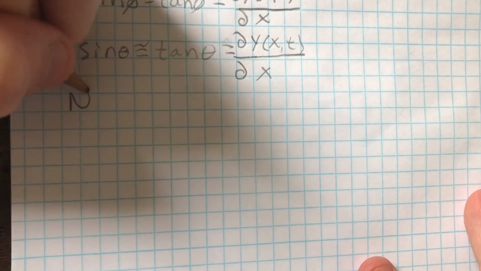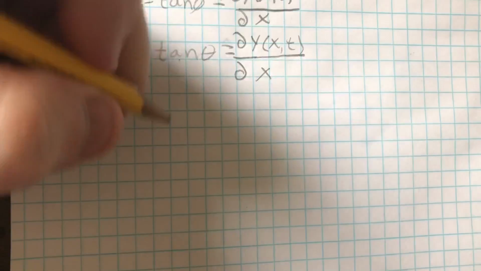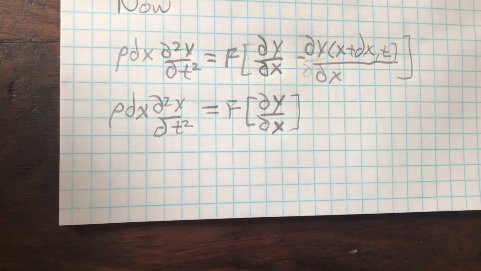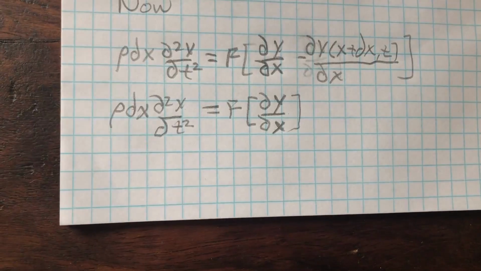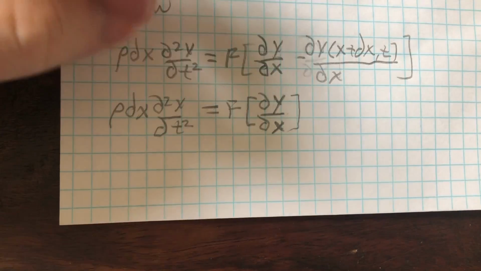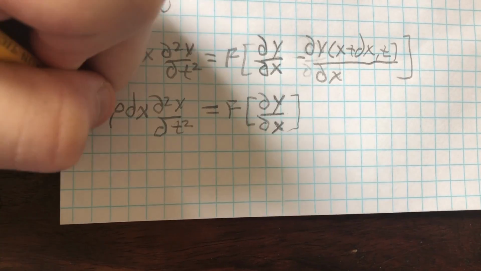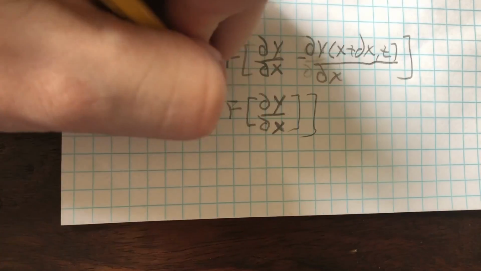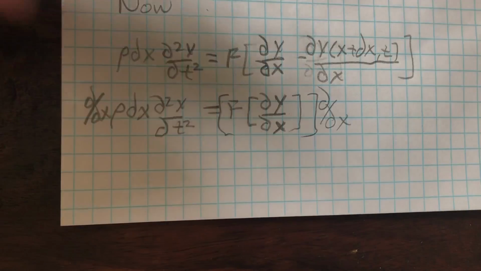Now, we can rewrite this. We're getting to the bottom of our page here, but we're getting closer and closer. A trick we like to do is take the partial derivative with respect to x, because that's going to take out this dx. So d over dx, and then the same thing over here. I know that's not how you write it, but that's just the way it came out.